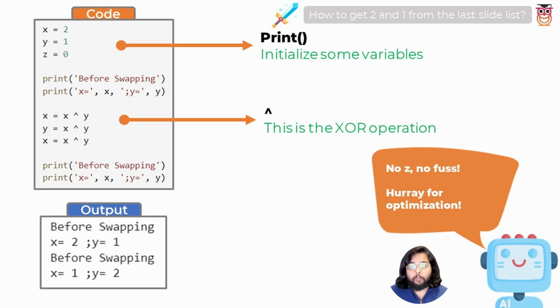And this is what you call an optimized way of doing the same swapping process. And in code, this is how we implement the function.